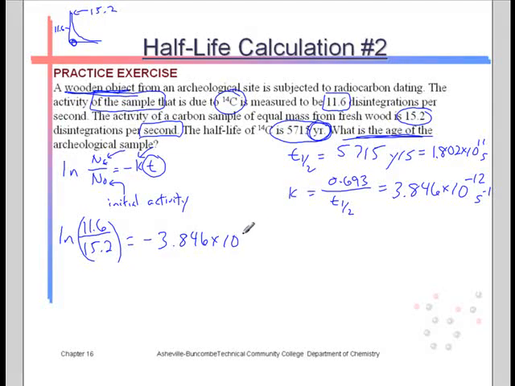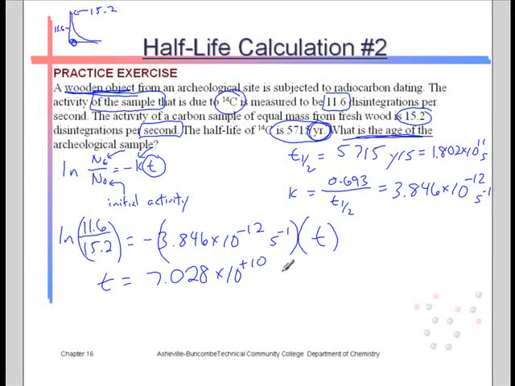3.846 times 10 to the minus 12 inverse seconds. And then t is the unknown. So we solve for t, and the first number you'll come up with is about 7 times 10 to the 10 seconds. What, 70 billion seconds, I think. Well, we don't want that. We want years. 2229 years is what I calculated. The book says 2,230 years, so we're good. This is correct.